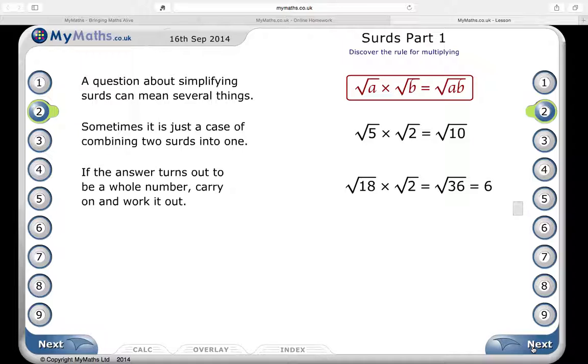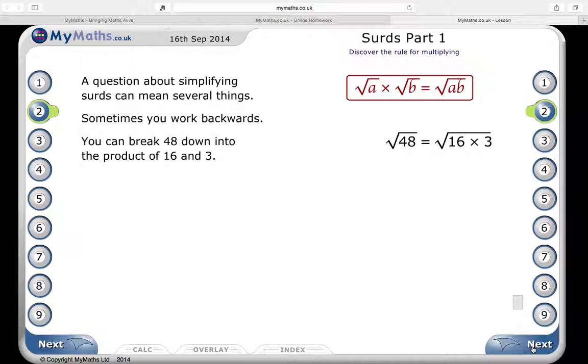If the answer turns out to be a whole number, carry on and work it out. For instance, if you've got root 18 times root 2, which is root 18 times 2, and 18 times 2 is 36, so it's root 36, and as we know from the first bit, root 36 is equal to 6. But sometimes you can also work backwards. For instance, you can break 48 down into the product of 16 and 3. So root 48 is equal to root 16 times 3, which is also therefore equal to root 16 times root 3.